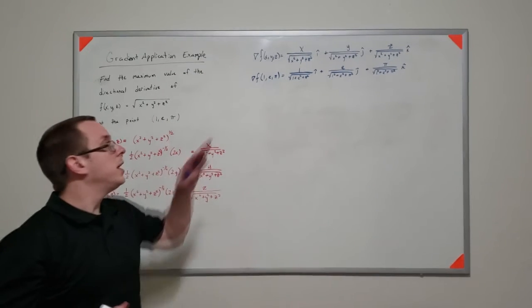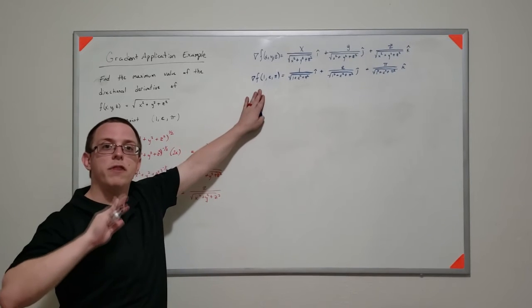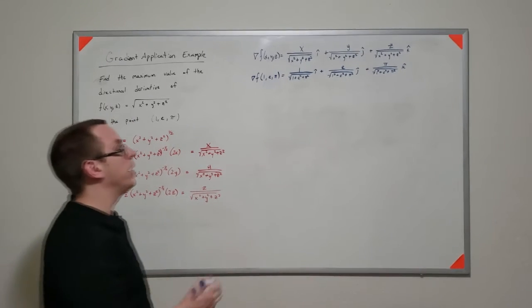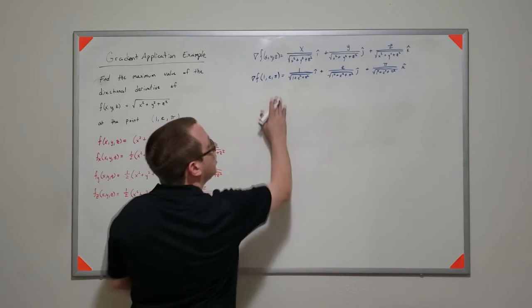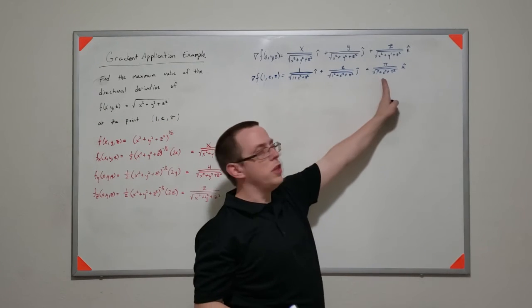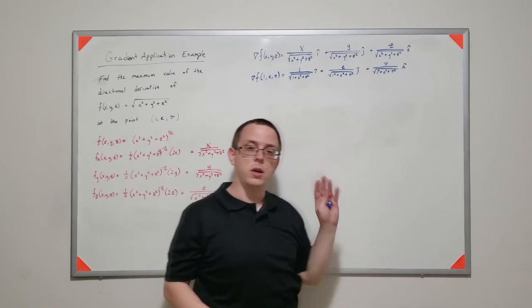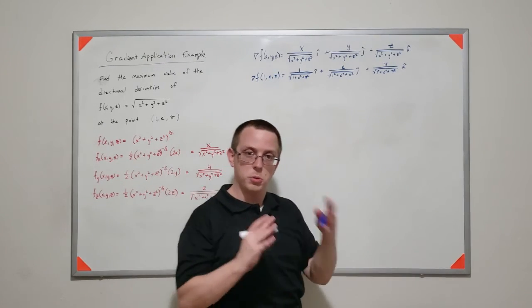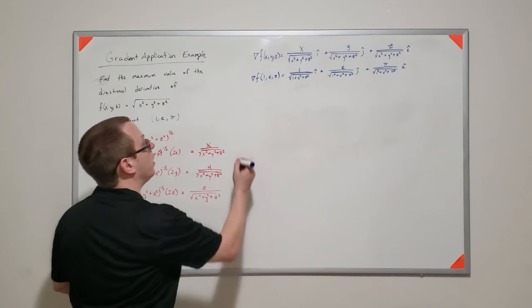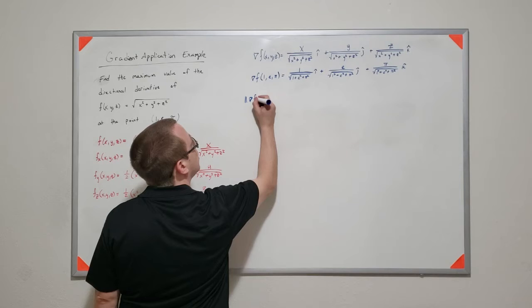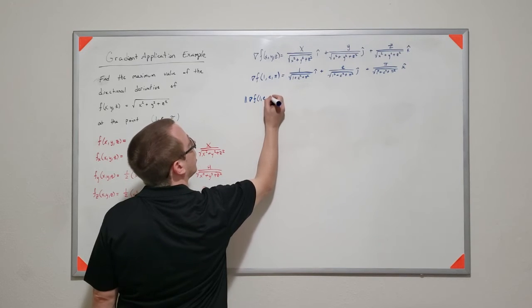So that's our gradient at this point, and then we need to find the magnitude of the gradient to find the maximum value of the directional derivative. So if we were to go along this particular path, if we went along this vector, the directional derivative would have a specific value that we're going to find. So the magnitude of the gradient.